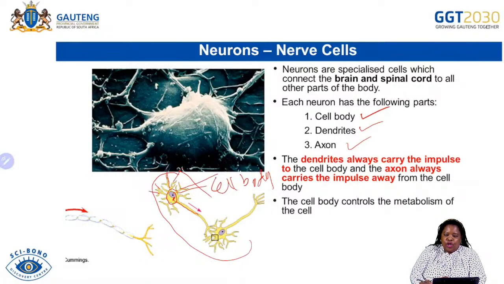Now look at the cell body. The cell body controls the metabolism of the cell, right? Now let's look at it again. Here are the dendrites. They carry impulses to the cell body. And what is going to happen to the axon? The axon carries the impulse away from the cell body. All right?